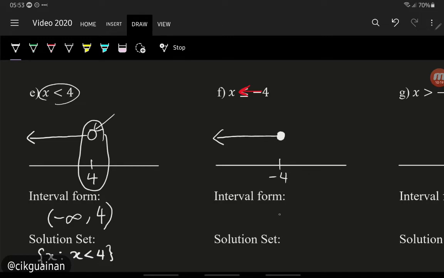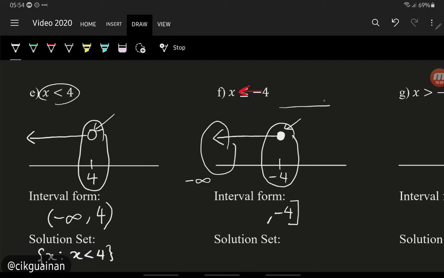Now for interval form, we have a comma in the middle. On the right hand side we can put -4, included because we have a filled circle. Now over here, the arrow, what does it mean? If it's pointing to the left, then it's minus infinity. If the arrow is pointing to the right, such as like this, it means positive infinity. So this one is minus infinity, open bracket. Infinity always takes an open bracket. And then proceed. This one, x less than or equal to -4.